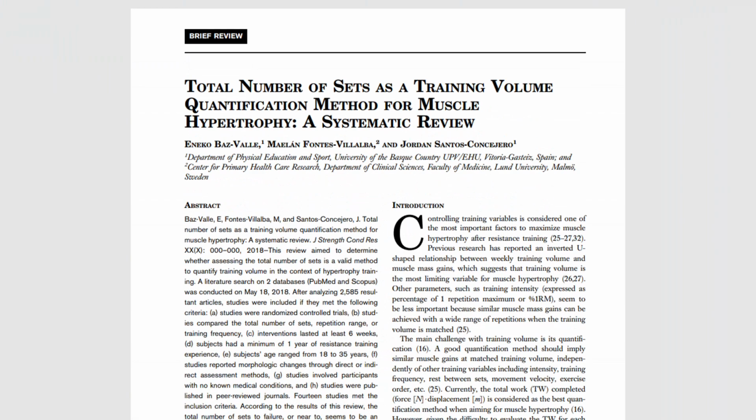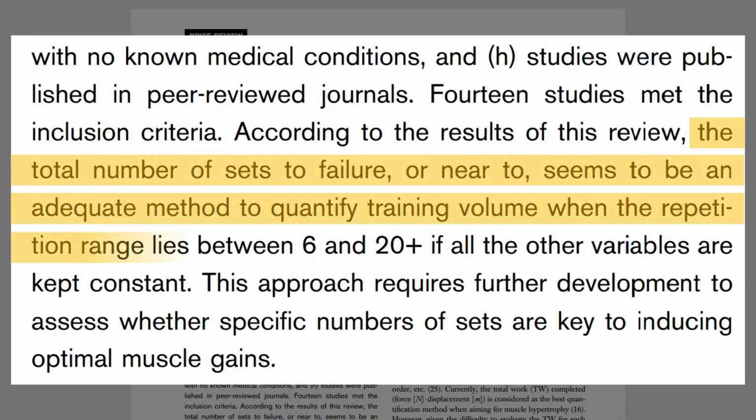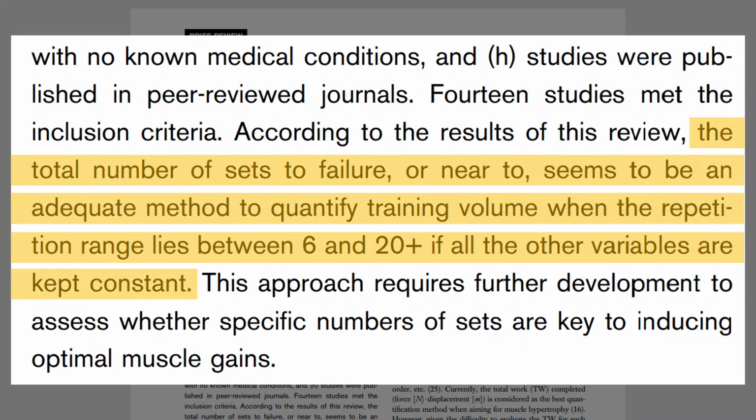Because hypertrophy can be equally achieved across a spectrum of different rep ranges and loads, this systematic review suggested that volume for hypertrophy training can be quantified using the number of sets performed per muscle group per week. This is because each set within the 6 to 20 rep range taken fairly close to failure essentially provides an equivalent hypertrophy stimulus.